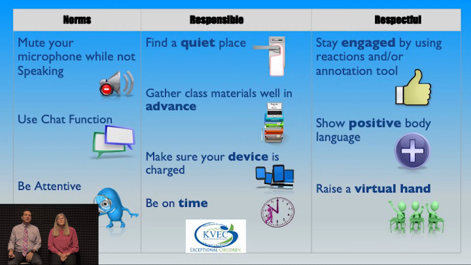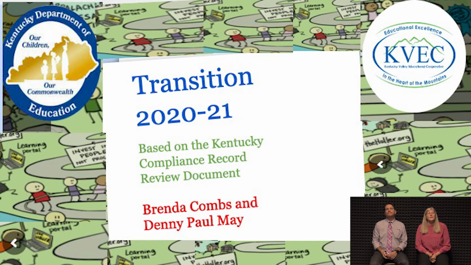This first session is going to talk about the first part of what we're going to need to know about transition. Transition is one of the indicators that KDE must report to OSEP. It is important that districts provide the necessary training so that students exit their high school with a plan for a career or to continue their education, whether it be going to college or a technical school.